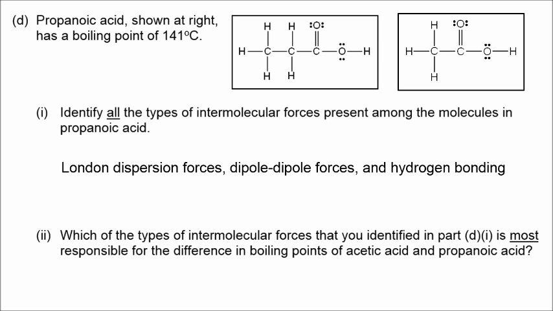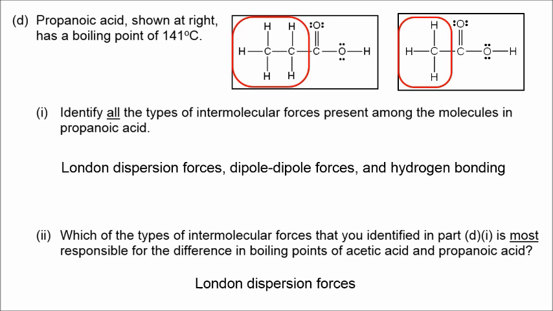Propanoic acid has an extra carbon and extra hydrogen, so this portion of the molecule would be larger in size than the portion of the molecule for acetic acid. So we're talking about the electron cloud being larger. So which type of intermolecular force is most responsible for this difference in boiling point? The London dispersion forces, because the propanoic acid is a larger molecule, larger electron cloud.